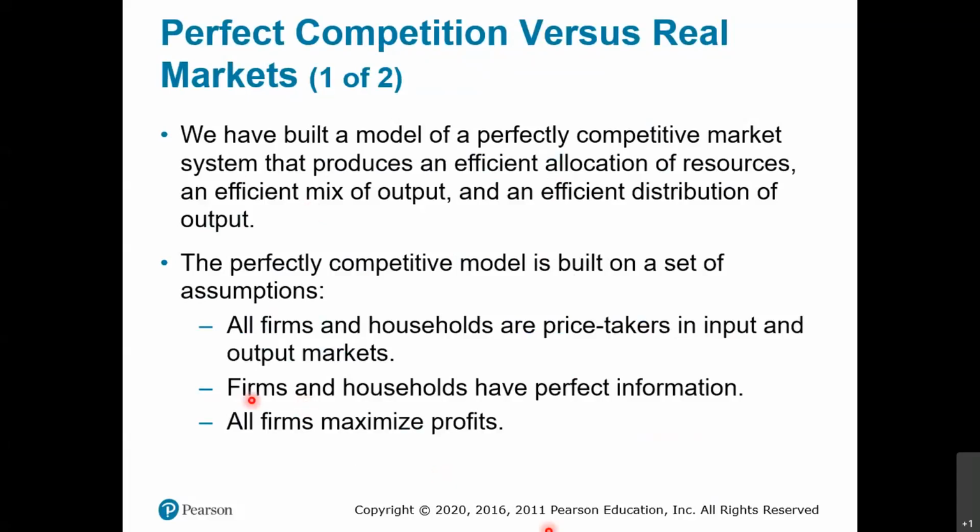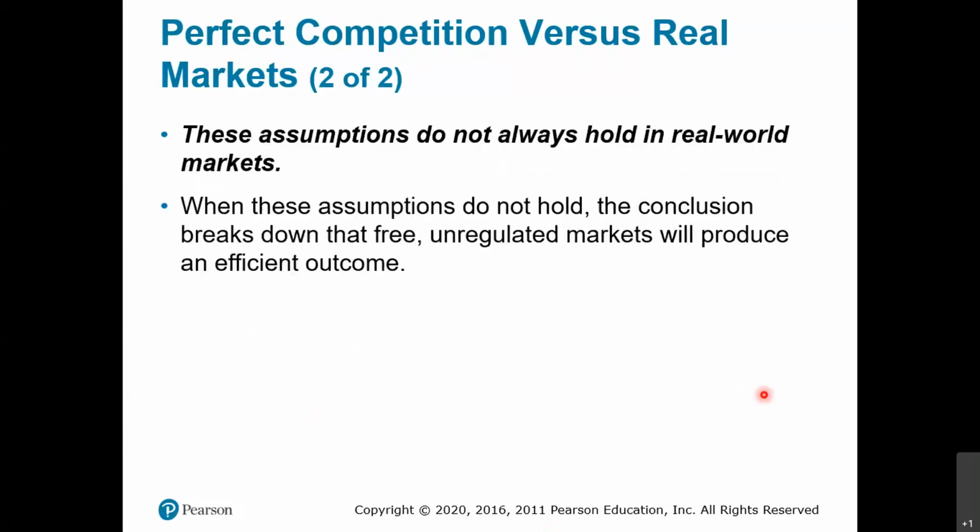Firms and households have perfect information. I love that one. That one cracks me up. Really? You know the price of all your groceries at every grocery store in every direction that you could possibly buy? Really? All firms maximize profits. I love this. These assumptions do not always hold in real-world markets. Nah, you think, genius?